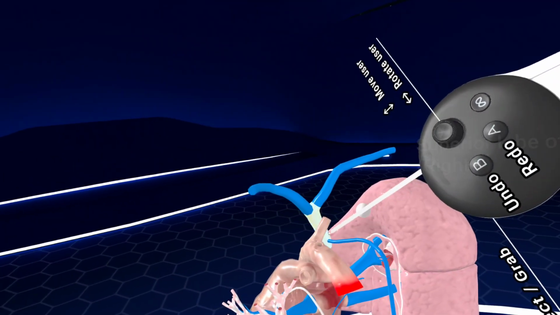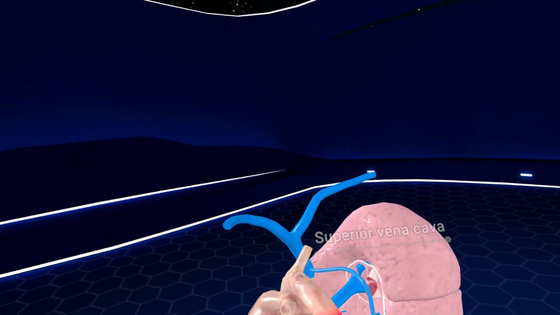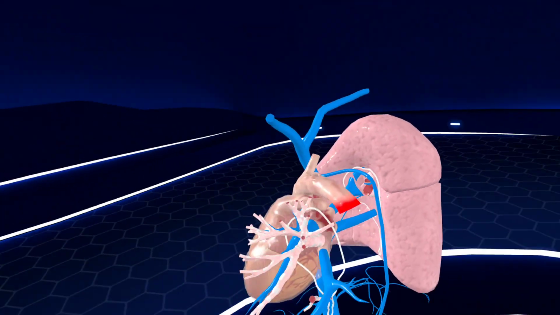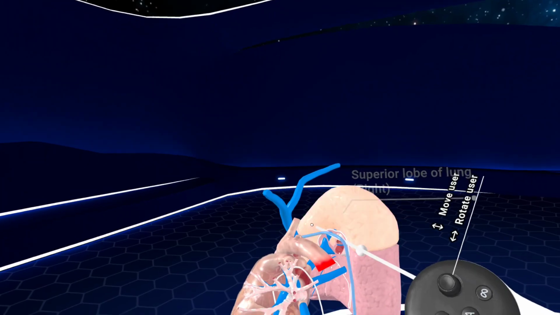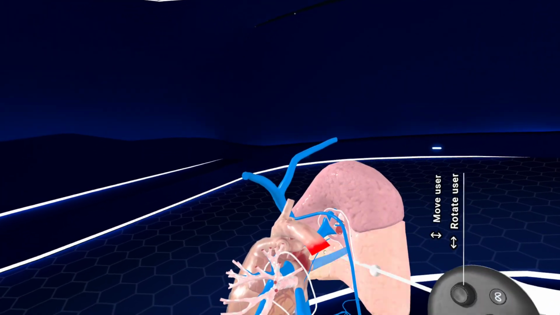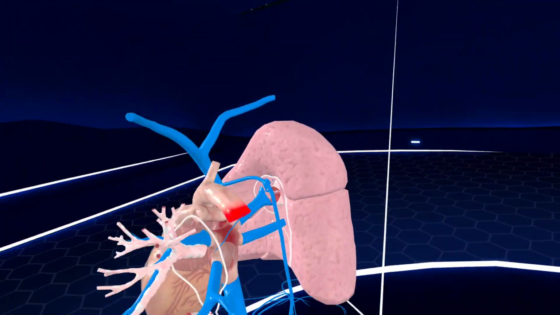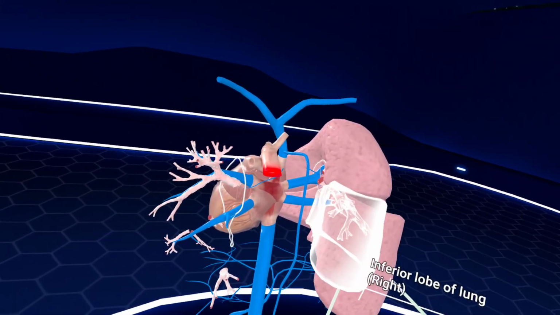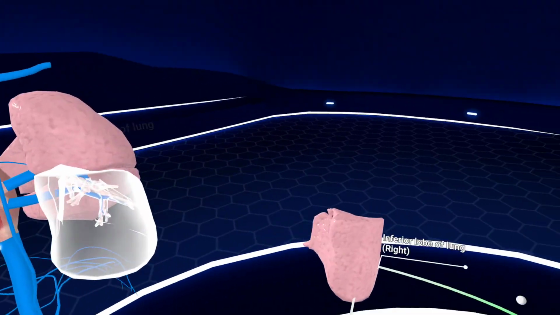It will insert in the superior vena cava. So obviously we have two areas now. When the lung expands, we have an area for the superior vena cava. In order to make the lung expand in this 3D model, I will expand it manually.